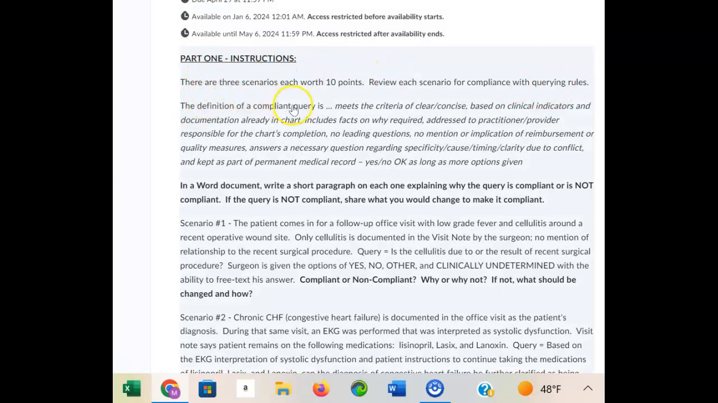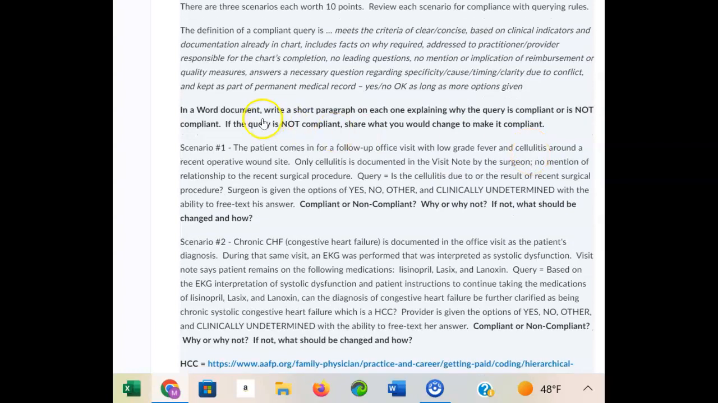What you want to do, all 3 scenarios are worth 10 points. You want to review each scenario for compliance with querying rules. Okay, and I talked about this up above. The definition of a compliant query is that it meets the criteria: clear, concise, based on clinical indicators. Remember how we listed them out in the non-leading? Okay, so what I want you to do, yes, no, okay, as long as more options are given. So in a Word document, I want you to write a short paragraph on each one explaining why the query is compliant or is it not compliant. If the query is not compliant, share what you would change to make it compliant.